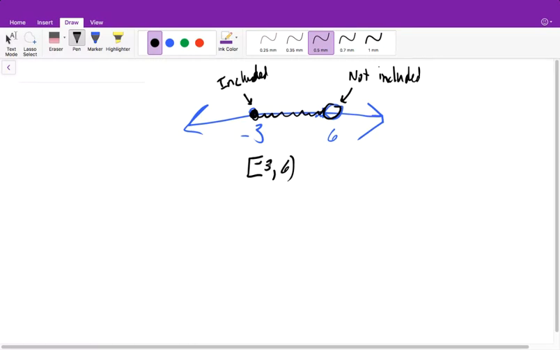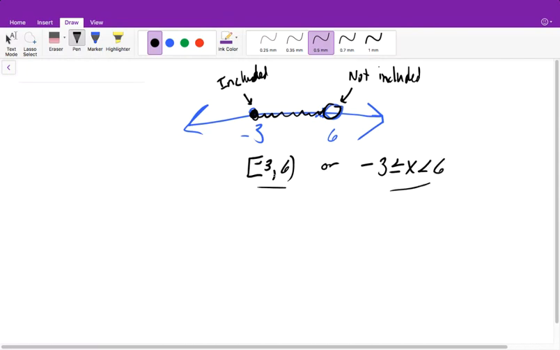The square bracket tells us we're including it. The regular parentheses tells us that we're not including it. Or you may have just written it as -3, and then you could have said x is greater than or equal to -3 and less than 6. Or you may have written it like this as well.